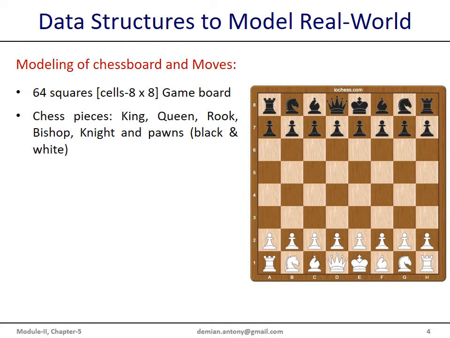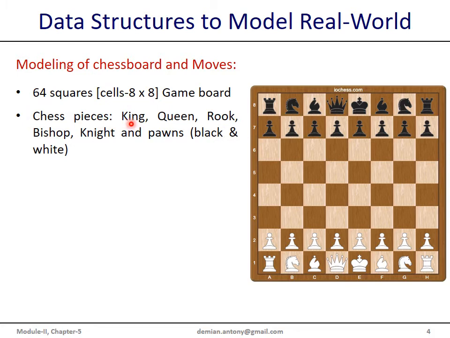First, let us model the chessboard. Before modeling this chessboard with the advanced data structures like lists and dictionaries, let us understand the structure of this chessboard. Chessboard is a 64 squares board. We can see this image here, an 8x8 board, and we have chess pieces.